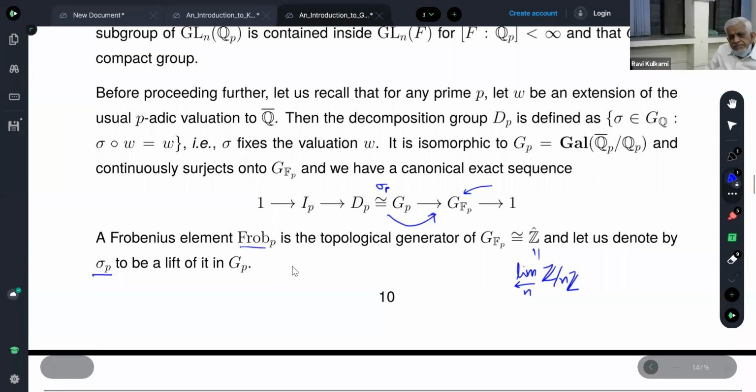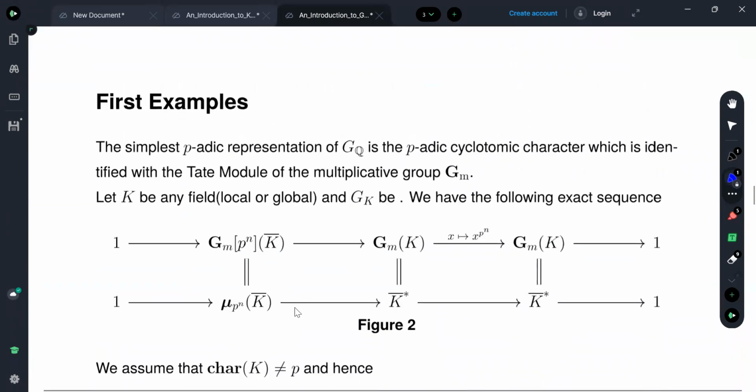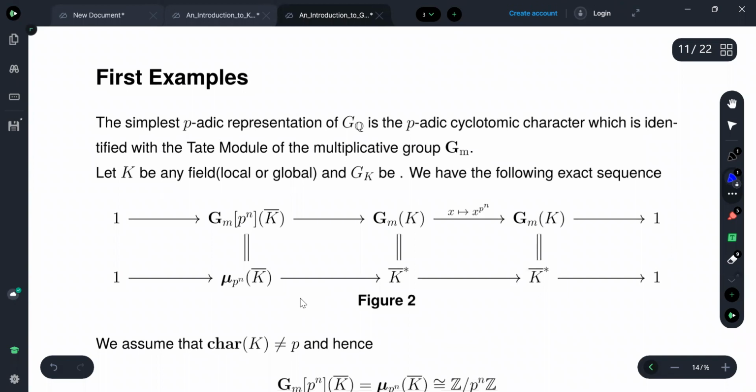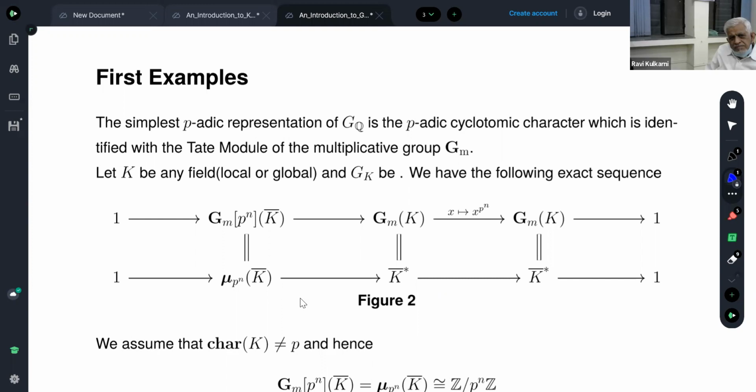Now I present the very first examples of Galois representation. The first example is maybe the simplest p-adic representation of GQ, the p-adic cyclotomic character. And that can be defined as the Tate module of the multiplicative group Gm. So the multiplicative group Gm, if I put K bar in the multiplicative group, it will give us the group of all non-zero elements of K bar.